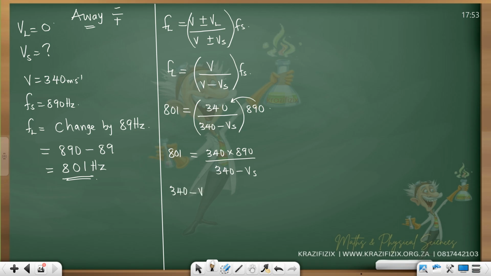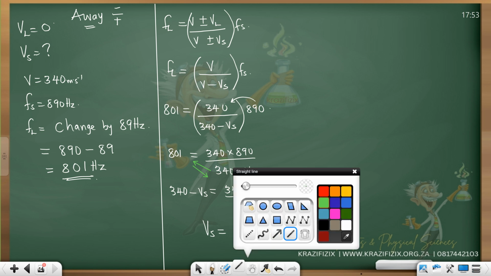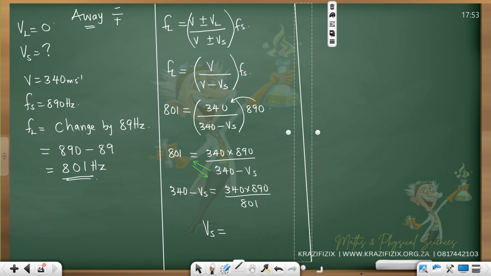340. Please, if you get a negative answer, just mark yourself wrong. Please, don't tell me it's the negative direction. No. Everything we are doing is scalar. So what I did here quickly is I cross multiplied and divided at the same time. Makes my life very easy. Can I ask you to get me VS, everybody? VS. Do the maths.